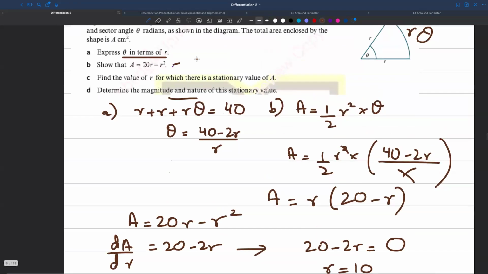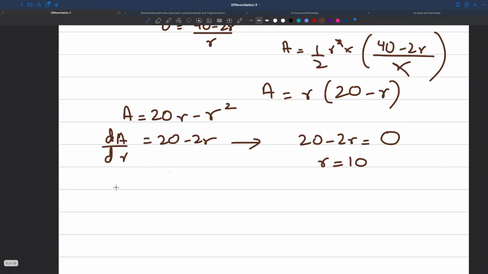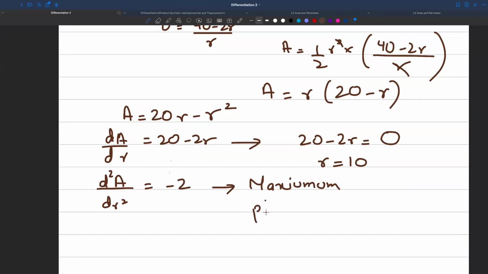In place of area, you will find the value of the area: 20 into 10 minus 10 squared. So the area will be 100. This is the maximum value for the area. Nature, how do we find the nature? I will differentiate this again. I think we discussed this in the last class. I will get a minus 2. It means it will be a maximum point.